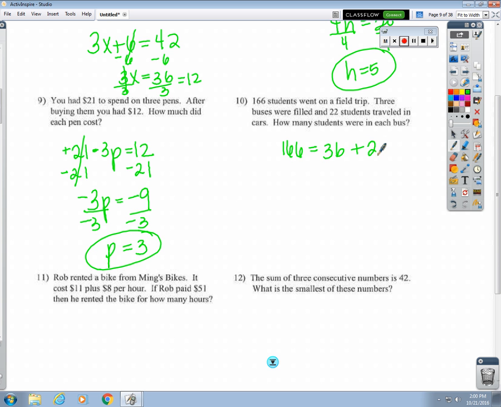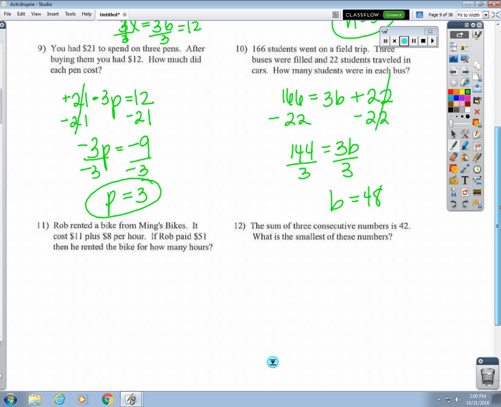Correct. Now, would it have been okay if you had written 3b plus 22 equals 166? Yes. It's fine either way. Now to solve for b, what do we do first? Okay, so 144 equals 3b, and now we have to divide by 3 because that's how many buses there are. 48.